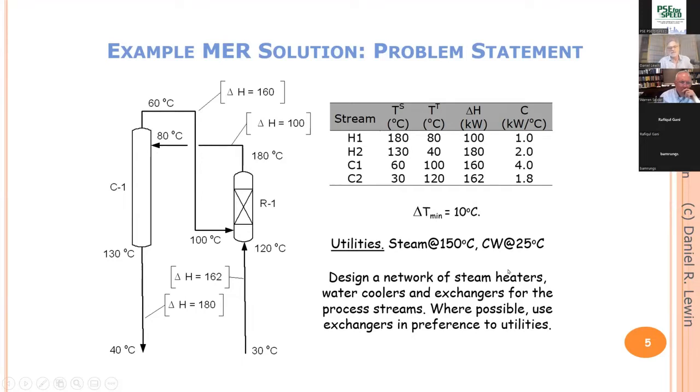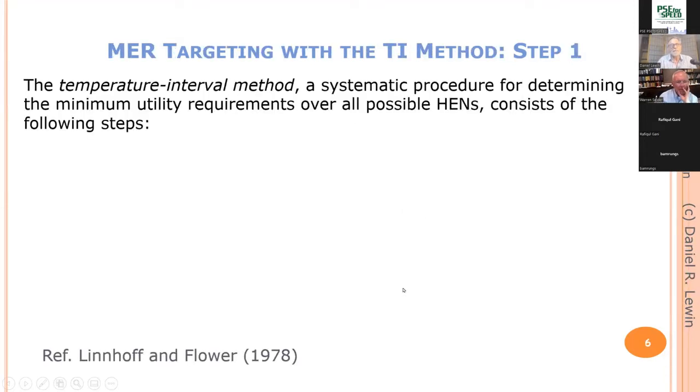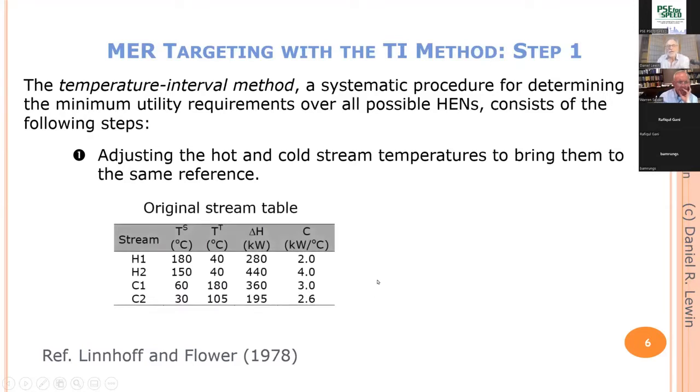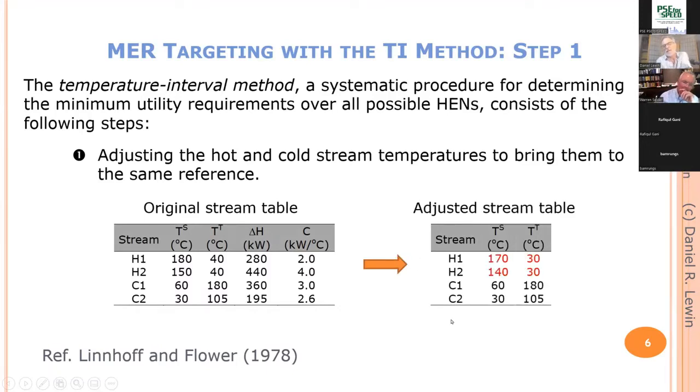So the objective is to design an efficient network of heat exchangers, water coolers, and steam heaters to minimize the required external energy for the system, satisfying at the same time a minimum driving force of 10 degrees centigrade. The temperature interval method, which is what we teach, involves 3 steps. First, we adjust the hot and cold stream temperatures to bring them to the same reference. Typically, what that means is we remove delta T min from all the hot stream temperatures. That means now we're only talking about 1 temperature scale, the cold stream scale.